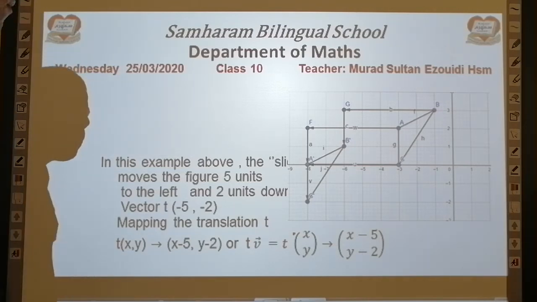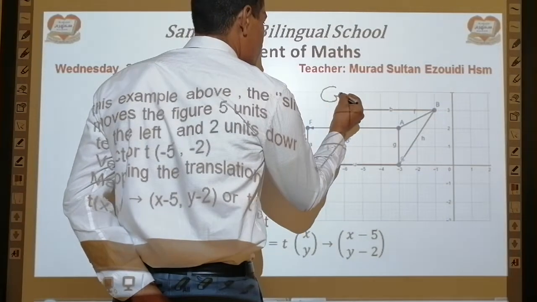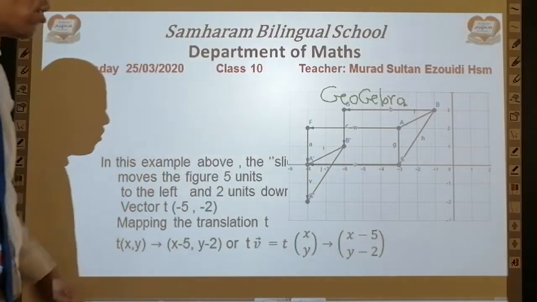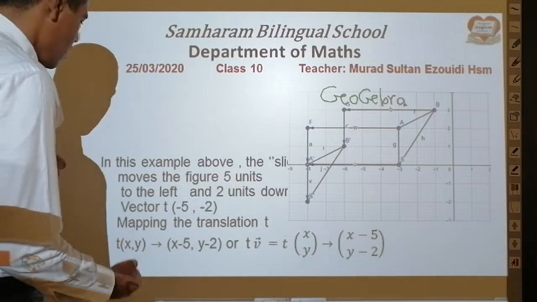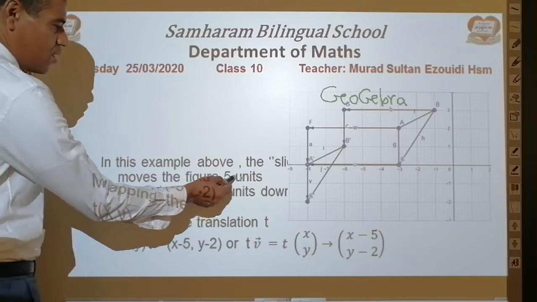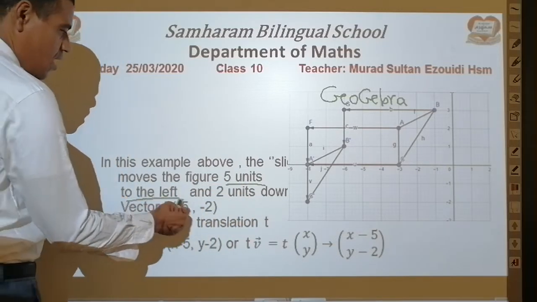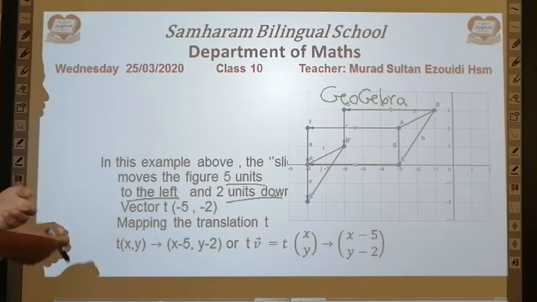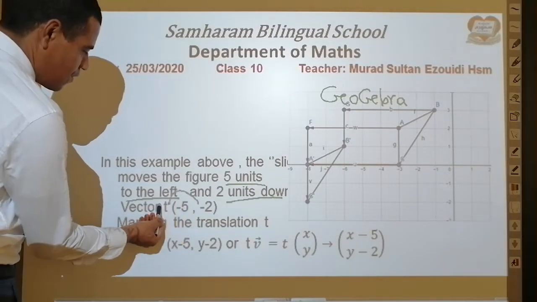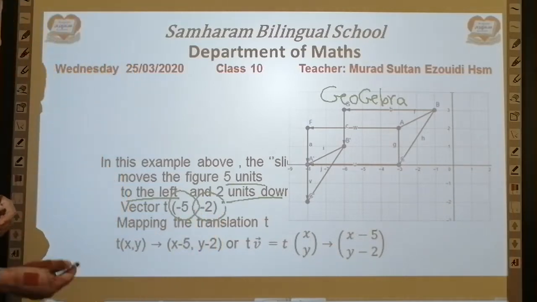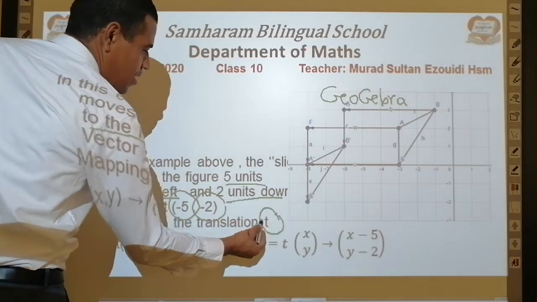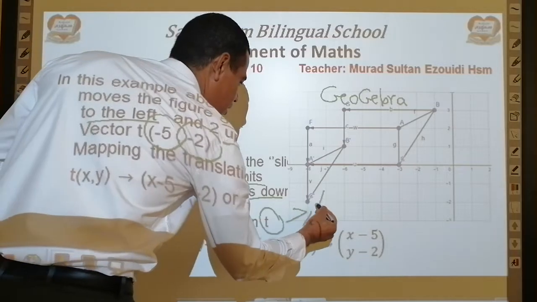Here we can also use GeoGebra. You can use GeoGebra and use the position vector to draw the image of this triangle. In this example above, the translation moves the figure 5 units where? To the left. And 2 units where? Down, in the y direction. So the vector of translation is negative 5, negative 2. Let's now map the translation T, written in red color, T means translation.